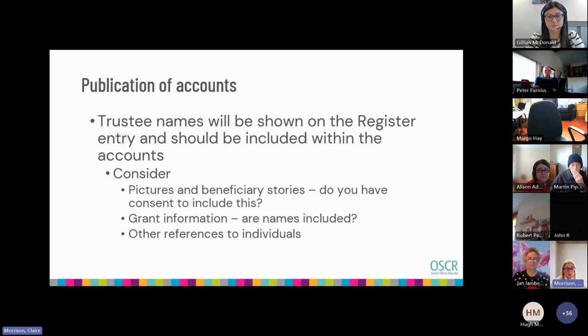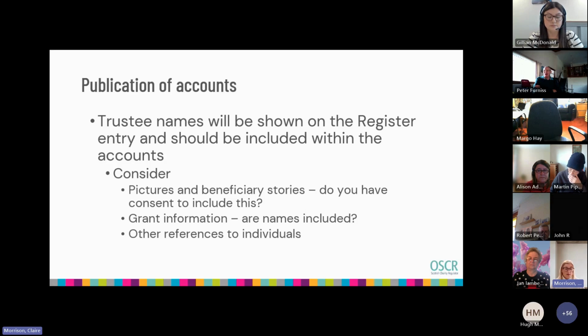But there is quite often personal information that we see included that you might want to consider moving forward if you still want to include. Some accounts include photos of beneficiaries in the trustees' annual reports, and you should consider whether this is appropriate. Photographs should only be included if written permission has been obtained, and this is particularly important if there's photos of children or vulnerable adults. You should also ensure that you refer to your own safeguarding policy in relation to this, because there might be something in that about what you can publish.